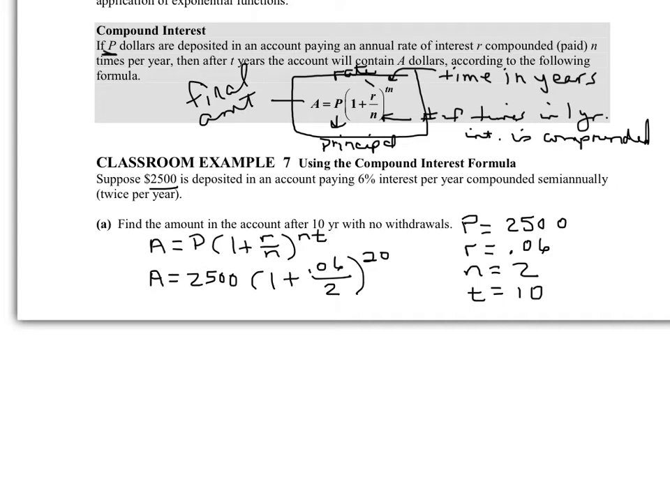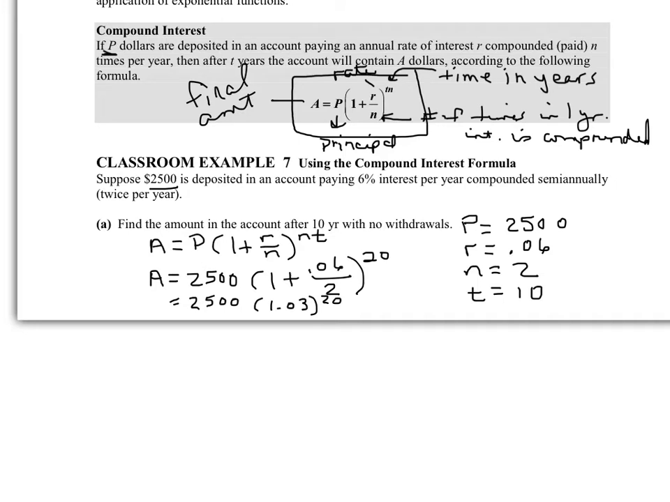So if I were to take 1 plus, and then in another parentheses, I'm going to put 0.06 divided by 2, so that the calculator understands that it needs to take 0.06 divided by 2 and get that answer before it's added to 1. I'm going to have 1.03. Now, it won't always work out to be a number that's this neat, so be careful that you don't round too soon. And now I have that number raised to the 20th power, and I also have times 2500.